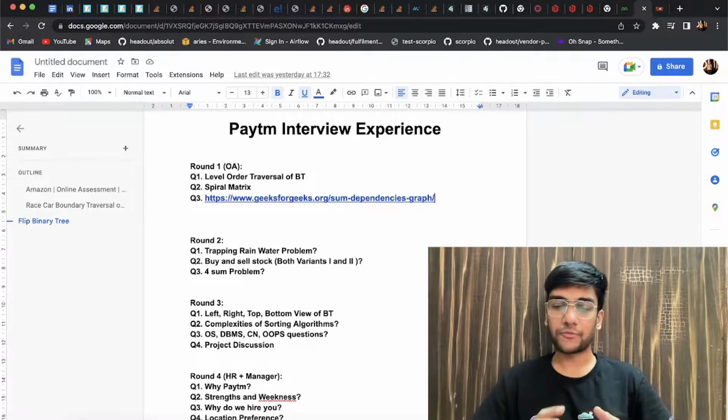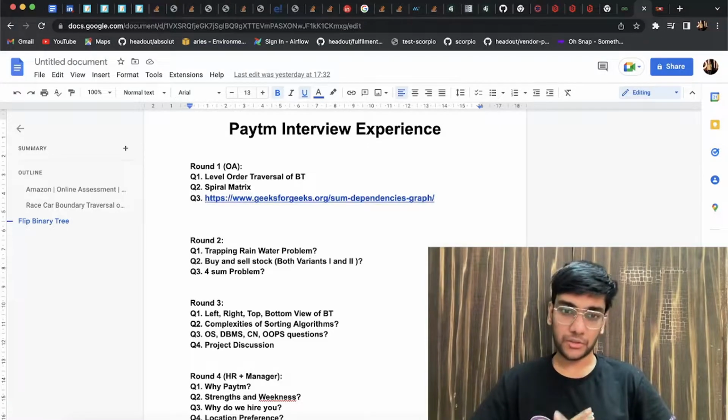So if you are preparing 400 or 500 questions from GFG or LeetCode, then you are pretty much good to go for Paytm type of interviews. Also, if you have done 400 or 500 questions on LeetCode or GFG, then it's very sure that you will crack some of the good companies which are visiting your college, and some of the off campus companies as well. So let me discuss the four rounds at my time.